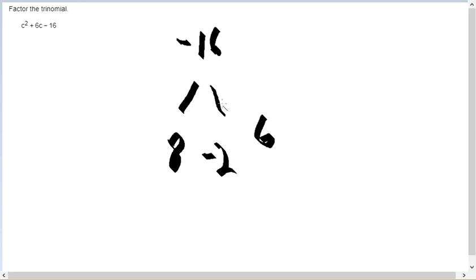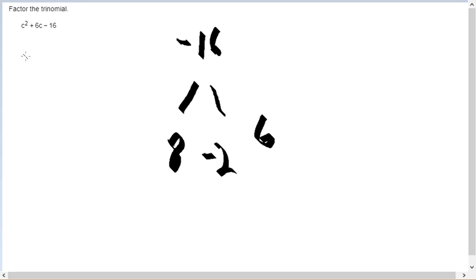Okay, let's take a look at how we might go ahead and factor this trinomial here. We are basically taking the number negative 16 and looking for two numbers that multiply to negative 16 but also add to the middle term of positive 6. Now we're doing this because there's a 1 in front of the square term. That's why we can do this. And I think you can see that 8 and negative 2 multiply to negative 16 and add to positive 6.